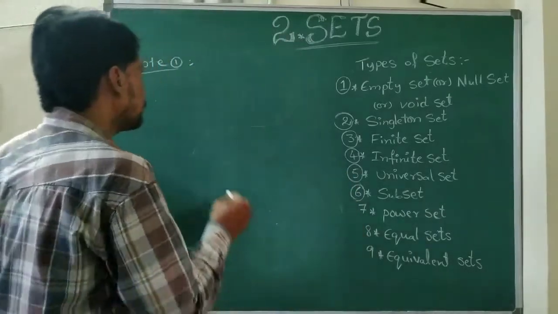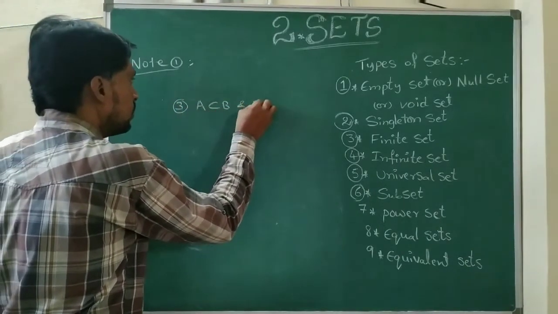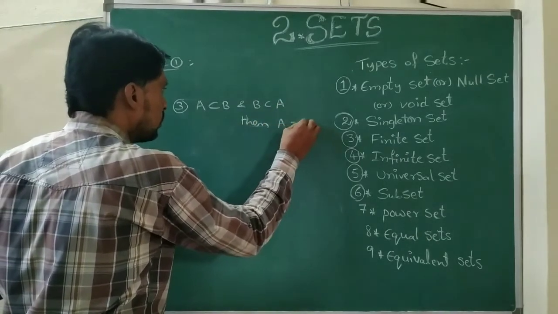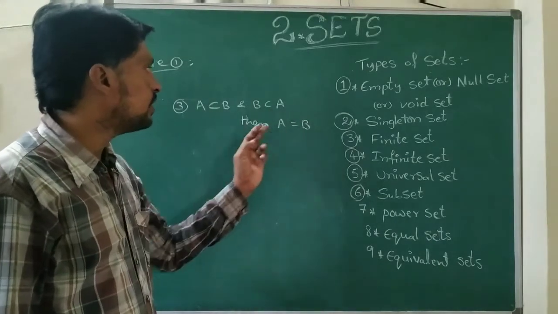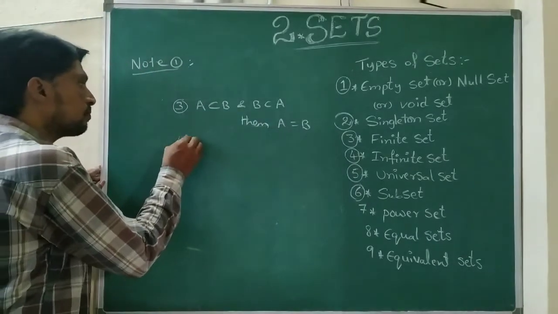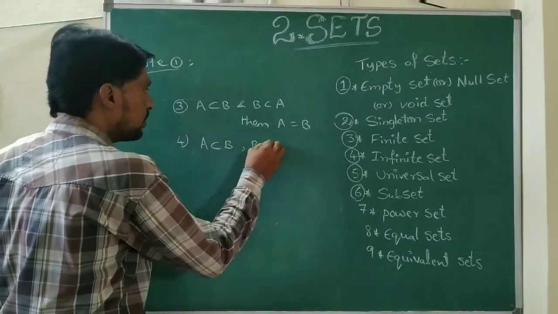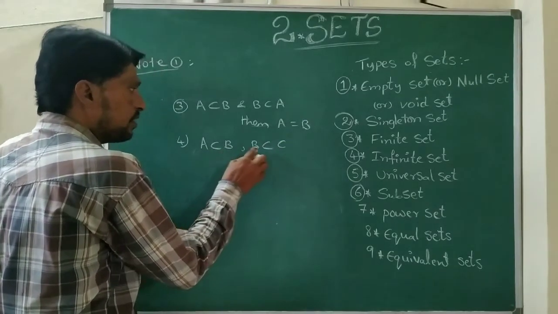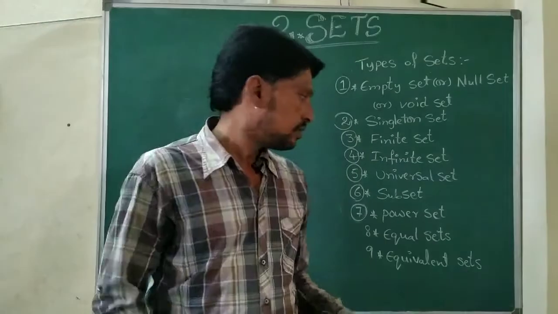Next, the third point: if A is a subset of B and B is a subset of A, then both sets are equal, A equals B. Next, the fourth one: if A is a subset of B and B is a subset of C, then directly A is a subset of C.